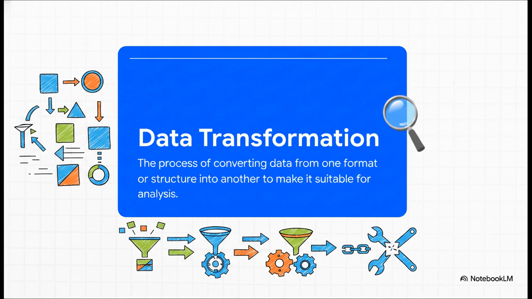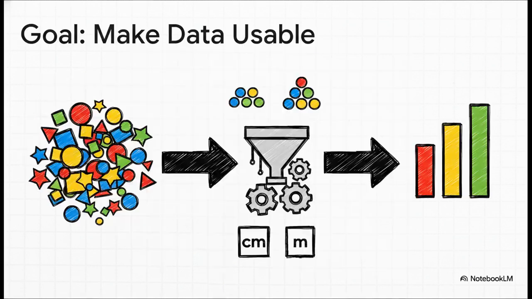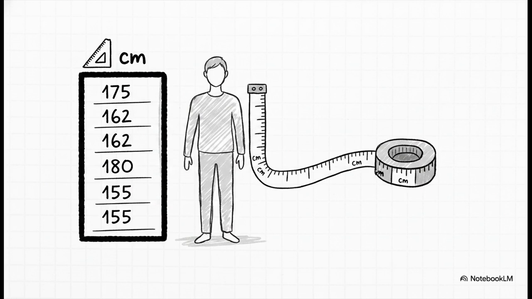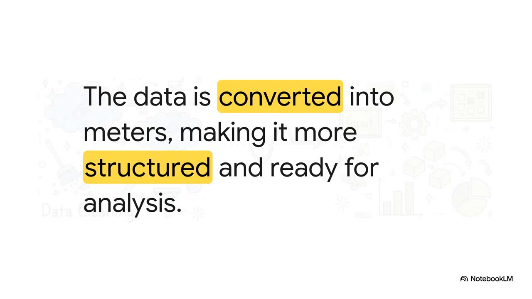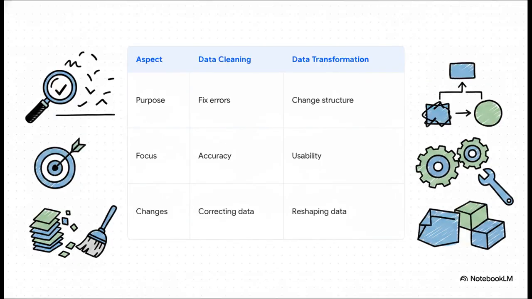All right, now let's talk data transformation. This isn't about fixing things, it's about reshaping them. Here, the goal is to change the data's structure to make it actually usable for your analysis. For example, say you have height data recorded in centimeters, but that's not what you need. Transformation just converts those numbers into meters, which is way better for our model. This table lays it out perfectly. Cleaning fixes errors for quality, transformation changes the structure for analysis.